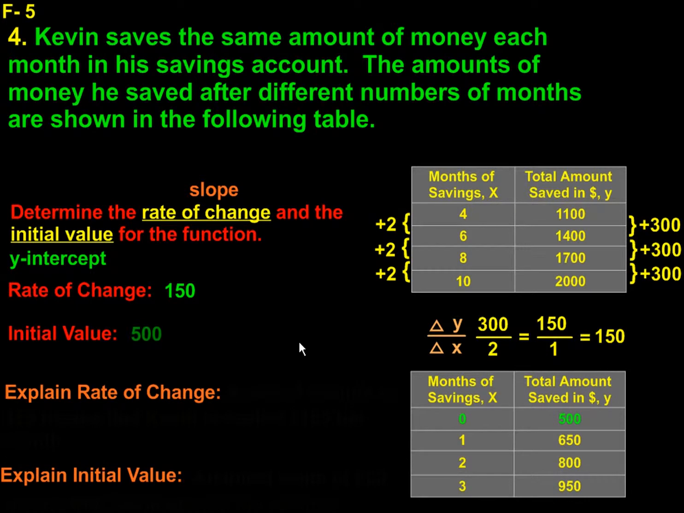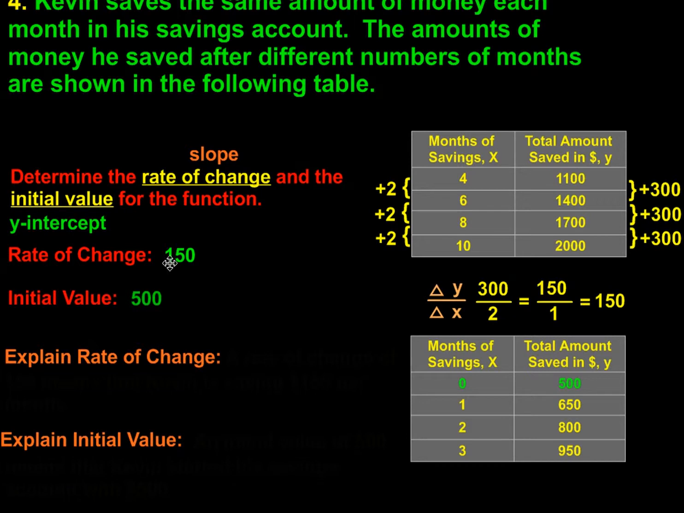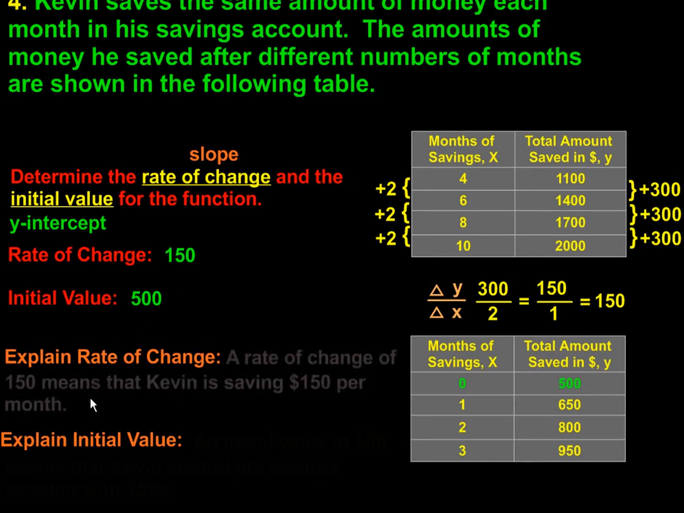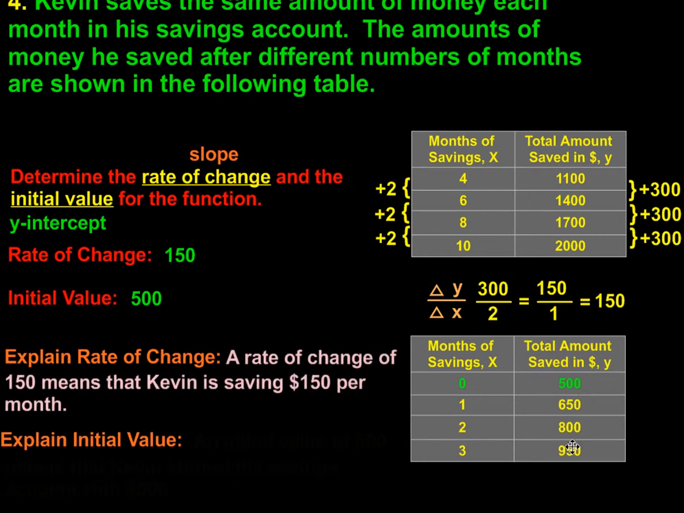And because this is a word problem, we need to make sense of these numbers. What does 150 mean as a rate of change when you think about this problem? What does 500 mean as an initial value when you think about this problem? So a rate of change of 150 indicates that Kevin is saving $150 per month into this savings account.